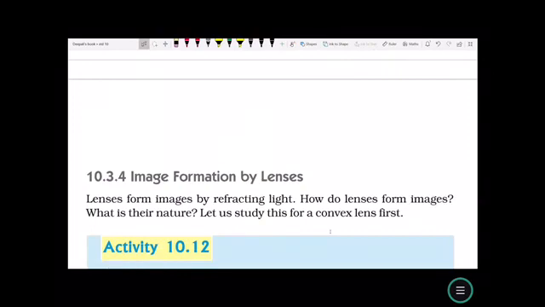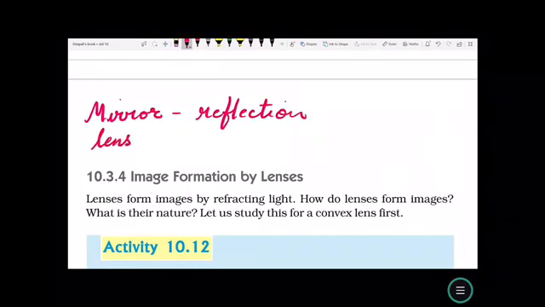Image formation by a lens. A lens forms an image by refraction of light. We had studied that a mirror forms an image by reflection of light, or you can say an image in a mirror is formed by reflection of light, whereas in a lens it is formed by refraction of light. This is the difference between the two phenomena.